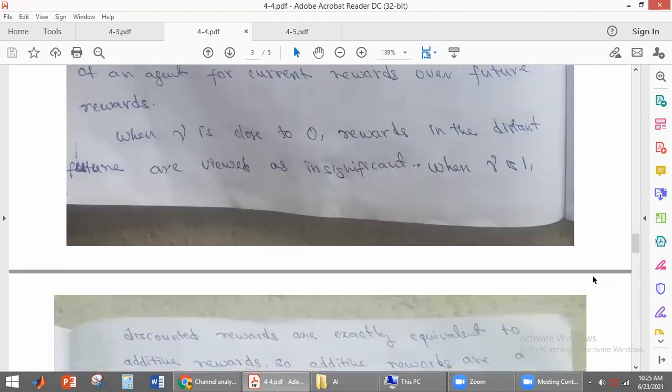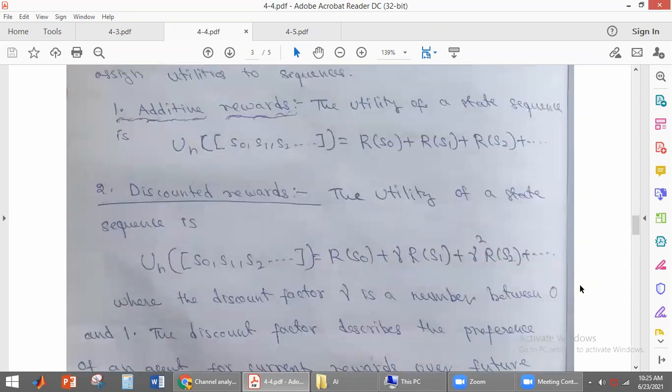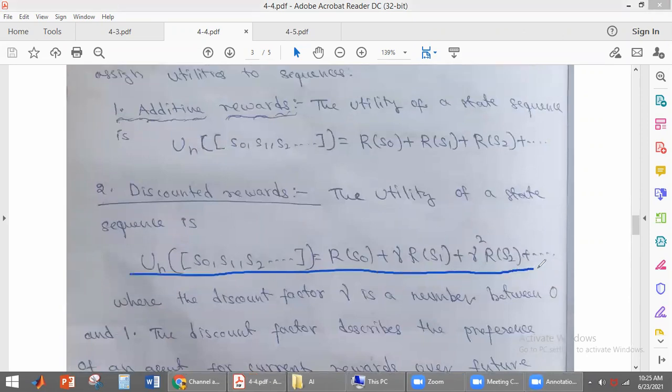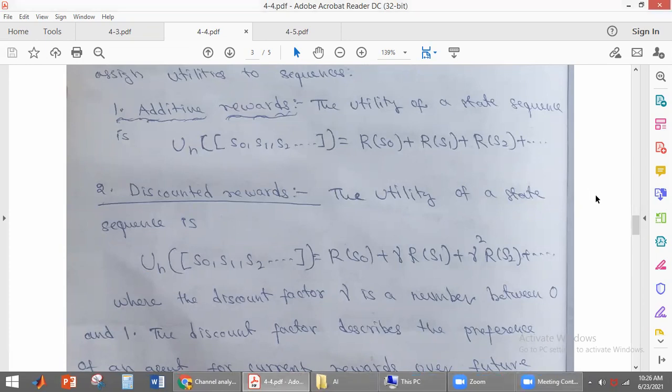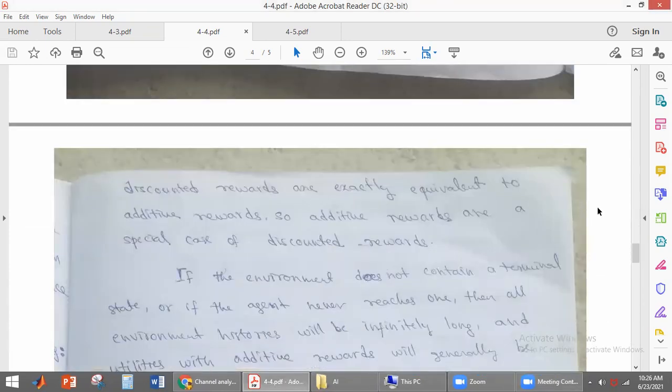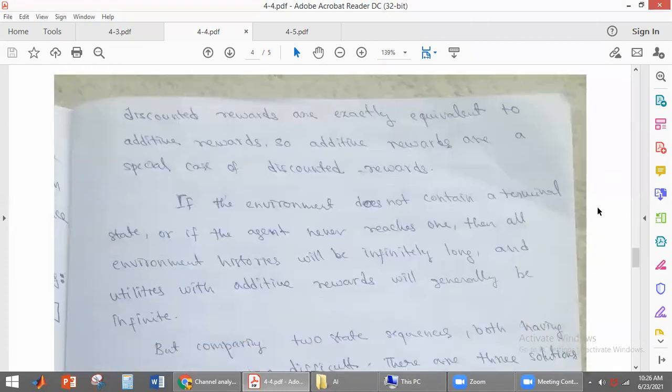If you just observe this equation, students, if gamma value is equal to 1, then discounted reward will be equal to additive reward. From this, we can say that additive reward is a special case of discounted reward. When the gamma value is 1, discounted reward is exactly equivalent to additive reward.